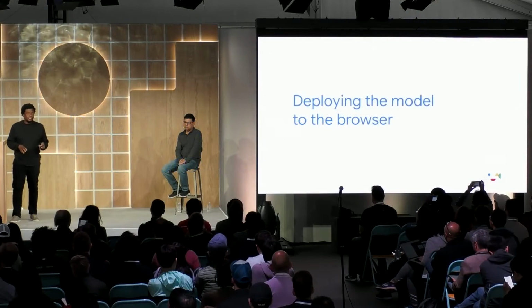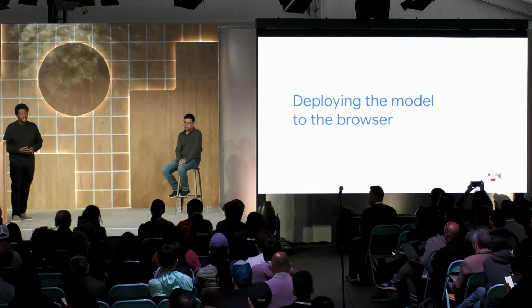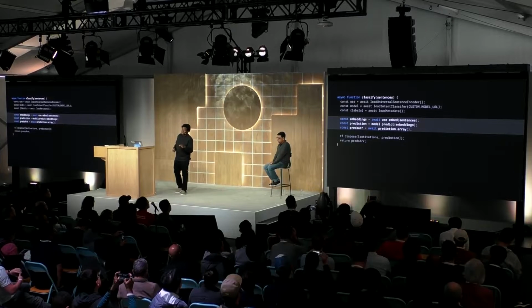Before we look at the demo itself, let's take a quick look at what the code to deploy that trained model would look like in the browser. Let's just take a quick sample. We'd first load the models and the metadata, but for now, I just want you to focus on the 3 lines in the middle.